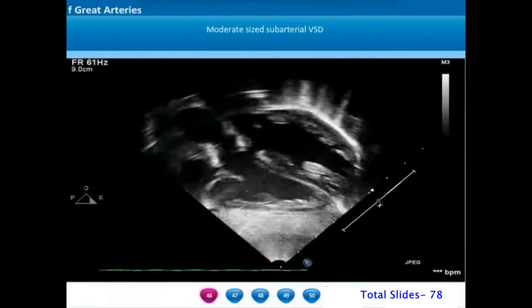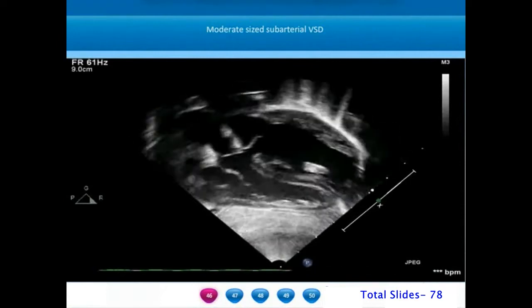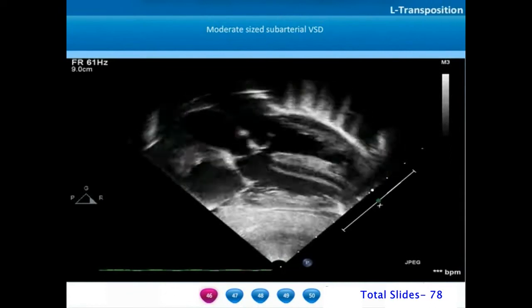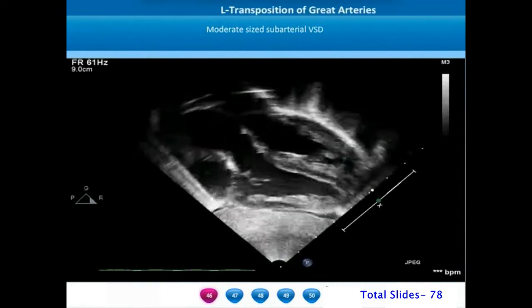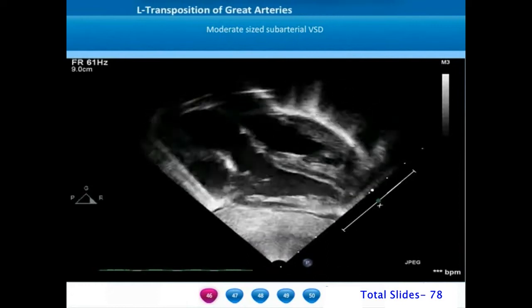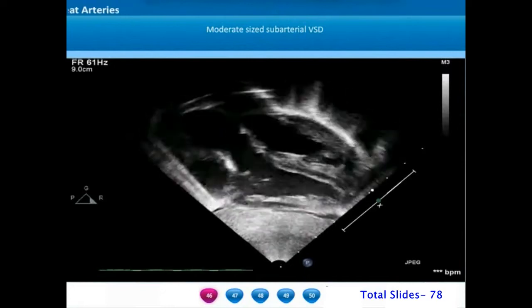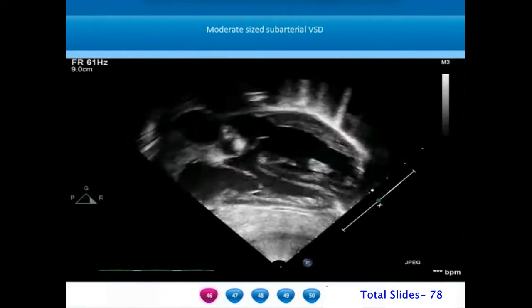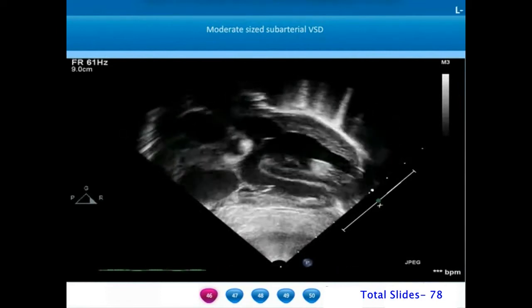Subxiphoid long axis view shows the mitral pulmonary fibrous continuity, the morphological left ventricle giving off the pulmonary artery, the smooth surface of the intraventricular septum on the LV side, and the coarse trabeculations of the intraventricular septum on the right ventricular side, and the aorta is arising left and anterior from this morphological right ventricle.